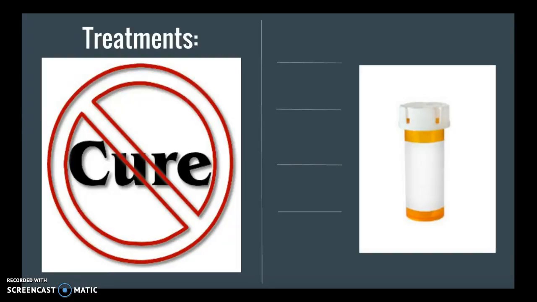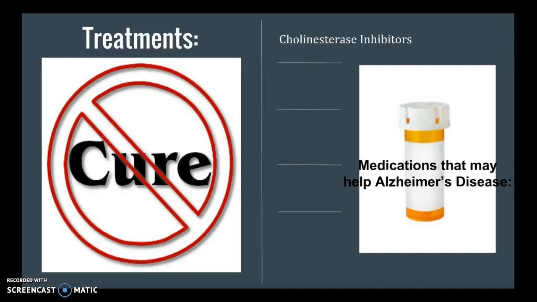There are medications that are used to prevent the onset of symptoms of Alzheimer's until later on in life. These medications include cholinesterase inhibitors, Razadyne, Exelon, Aricept, and Namenda. It's important to note that Razadyne, Exelon, and Aricept are used to help control the behavioral symptoms associated with Alzheimer's disease.